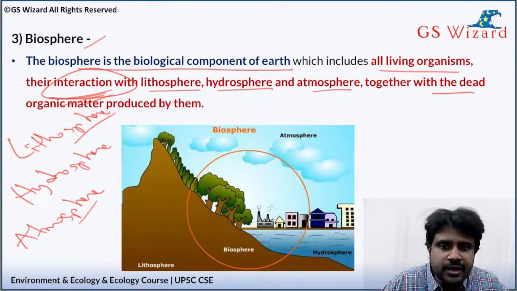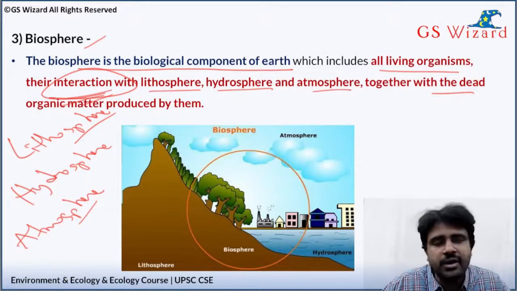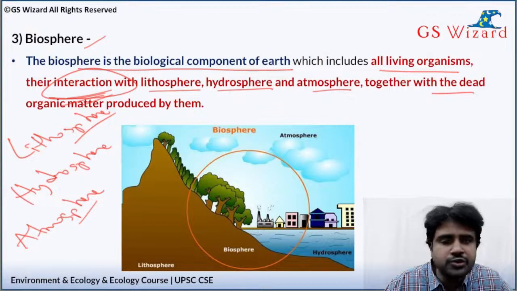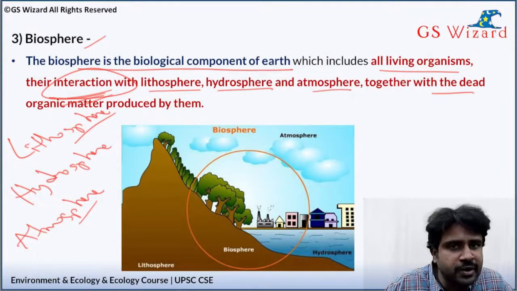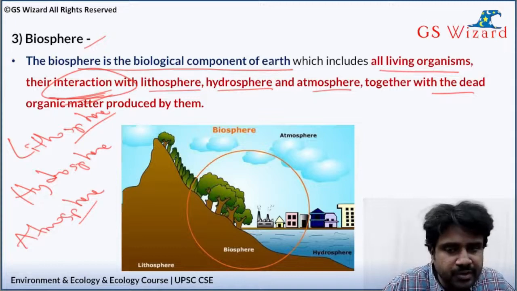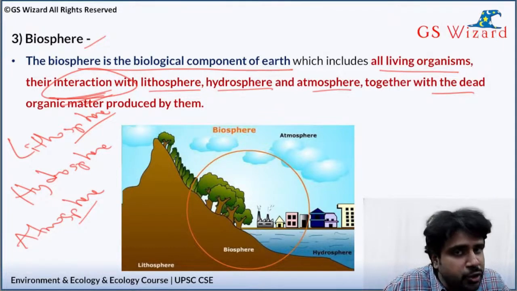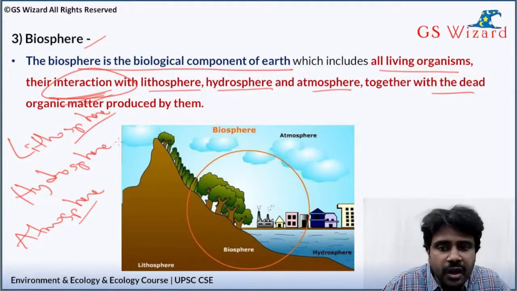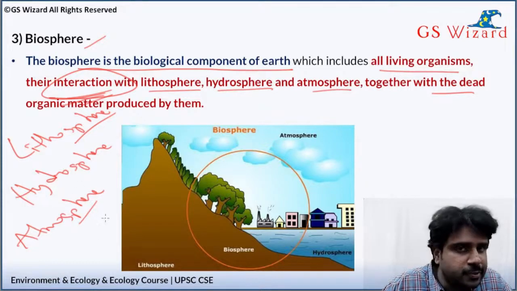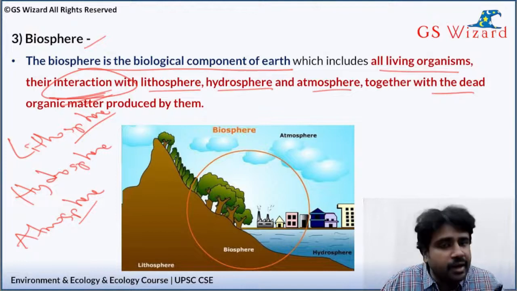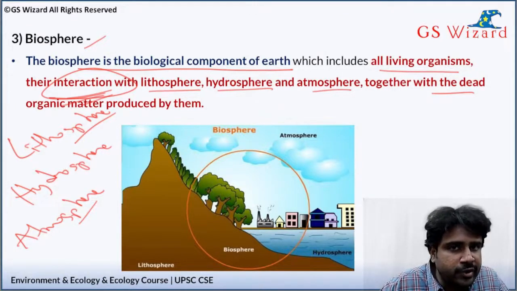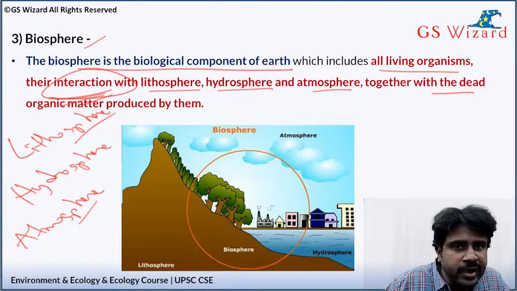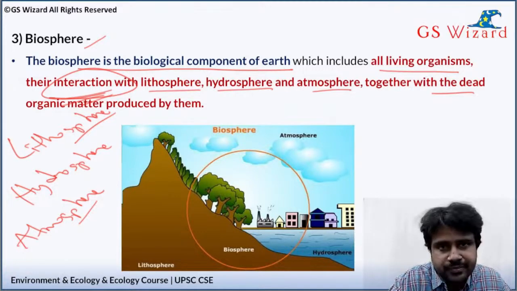So generally, there is a misconception here. Whenever I say biosphere, students simply say biosphere means atmosphere, hydrosphere, lithosphere. No, it's not like that. Biosphere is the biological component of Earth. Along with lithosphere, hydrosphere, and atmosphere, biosphere is the fourth component of the Earth. See, Earth is very unique. Earth is very special. Earth has living organisms. So, living organisms is a separate component.